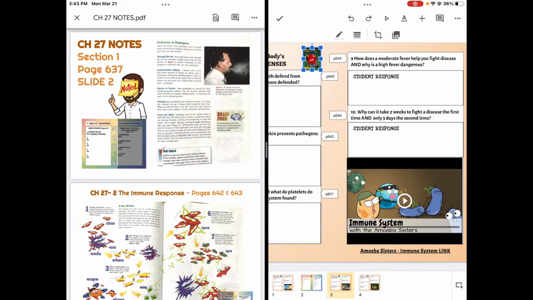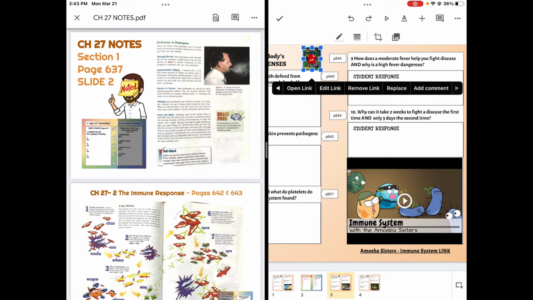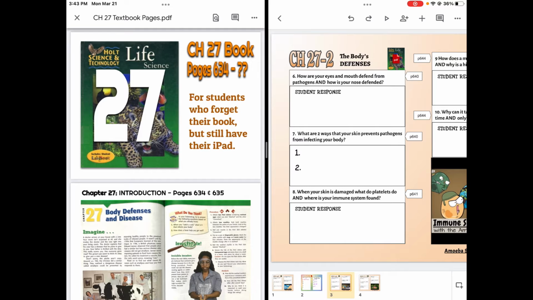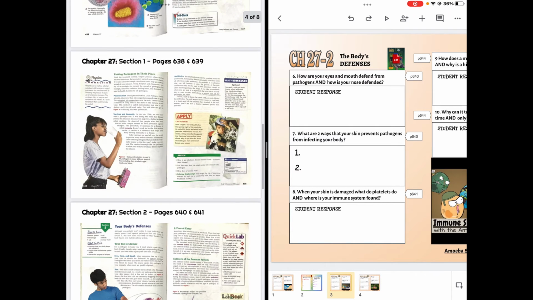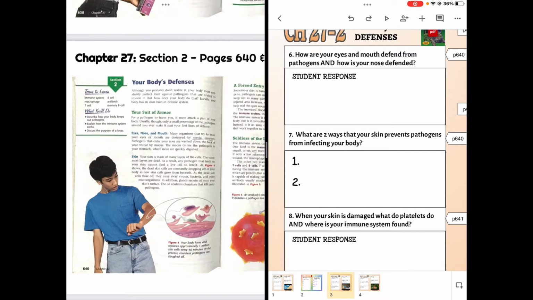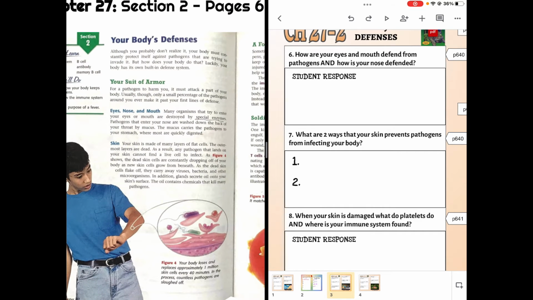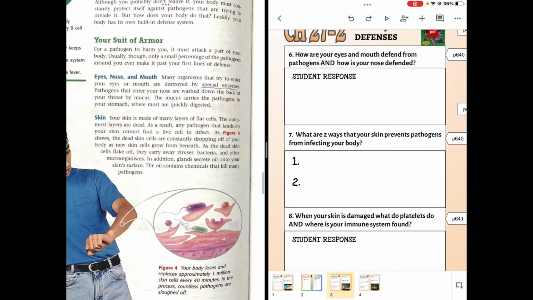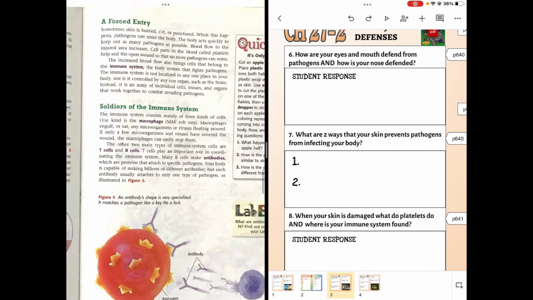If we go back to the book and open the book link again, section 2, question 6, we have, how are your eyes and mouth defended from pathogens? So eyes, nose, and mouth. And how is your nose defended, which is a little different. Then what are 2 ways your skin prevents pathogens? There's actually 3 answers from infecting you. So there's the skin one for questions 6 and 7.